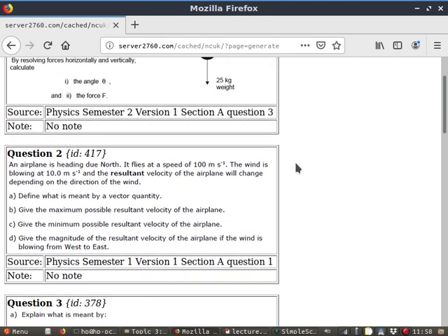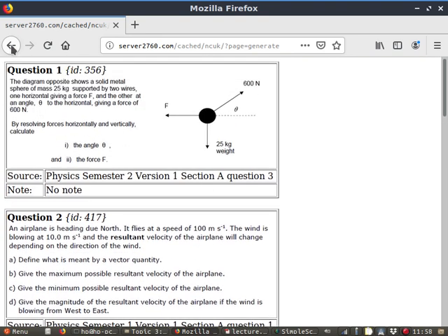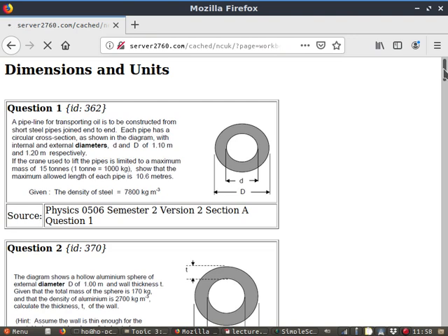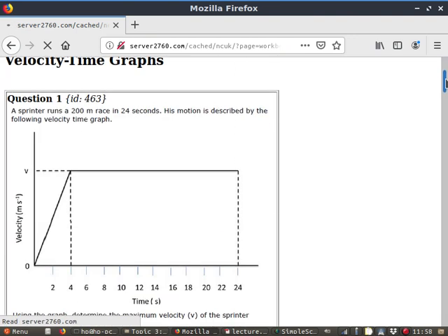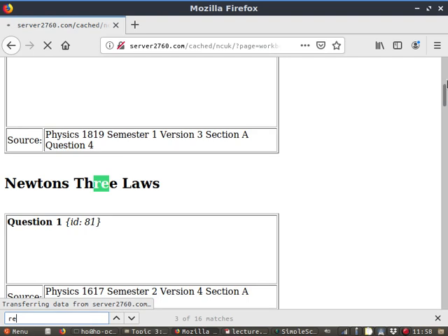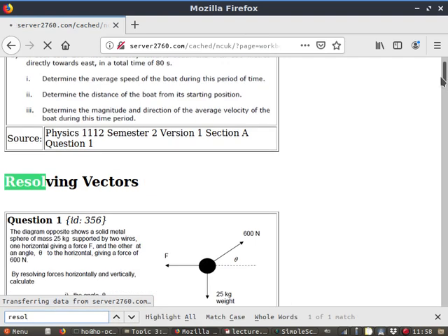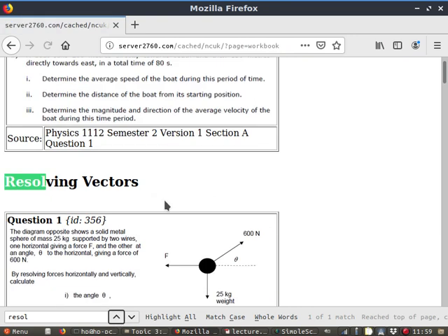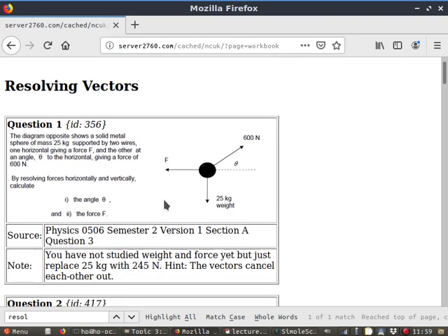Oh, that's strange. It doesn't have the year in this page. I need to go back to the workbook. Yeah, it doesn't on this one. I'll fix that later. Resolving vectors. Okay. Right, if you can just try these for a few minutes on your phone.